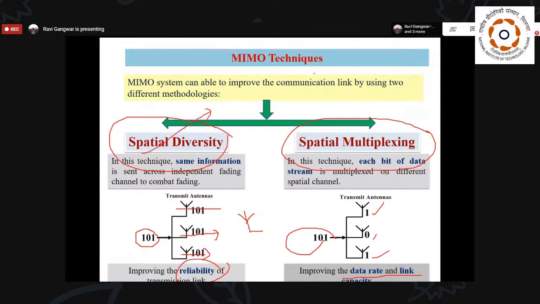Now, when we go for a high data rate, like video transmission, online video transfer or online chatting, all these things, in that condition we require high data rates. Then we refer to spatial multiplexing. So which technique you use totally depends upon what kind of application you are targeting.